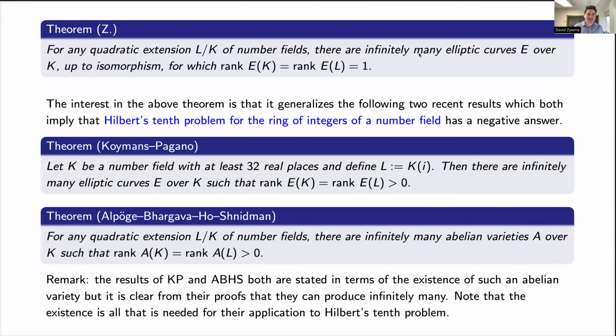Why this is interesting: this is the theorem again. The interest in the above theorem is that it generalizes the following two recent results, which both imply that Hilbert's Tenth Problem for the ring of integers of a number field has a negative answer. I think both of these theorems have been talked about in the seminar series, so maybe I won't say too much. The first one, of Koymans-Pagano, doesn't say what the rank is, but it's greater than 1, and it's only for special number fields and a particular quadratic extension. And the second theorem gets positive rank, and here you have abelian varieties instead of elliptic curves.